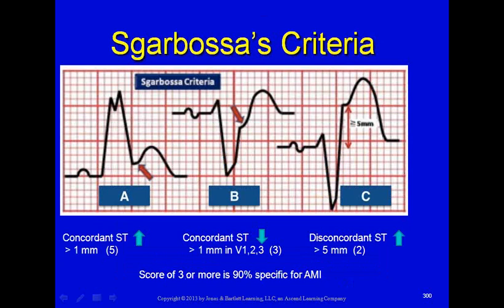then I score a 5. And that tells me that I have a 90% chance that this is an MI, that this is in fact a heart attack. If I don't have that, I'm going to look at V1, V2, and V3.